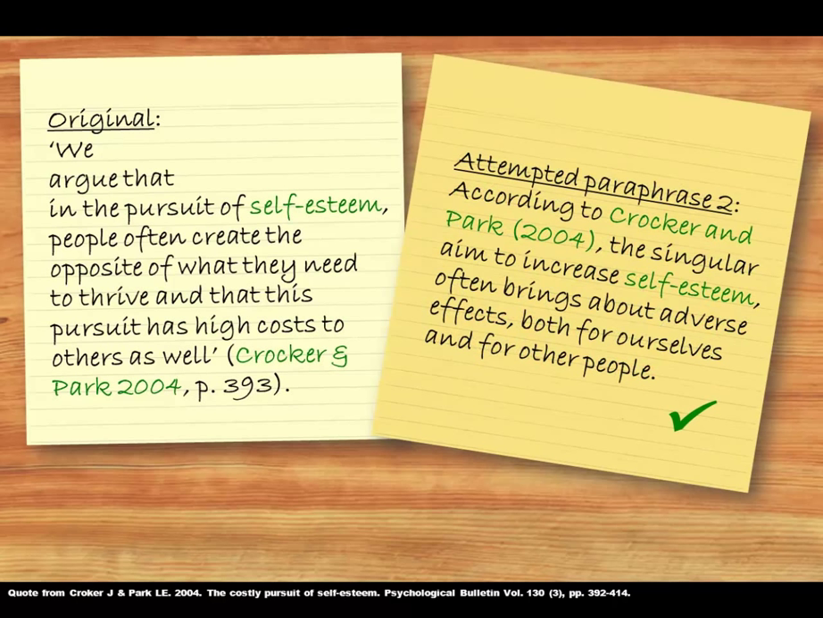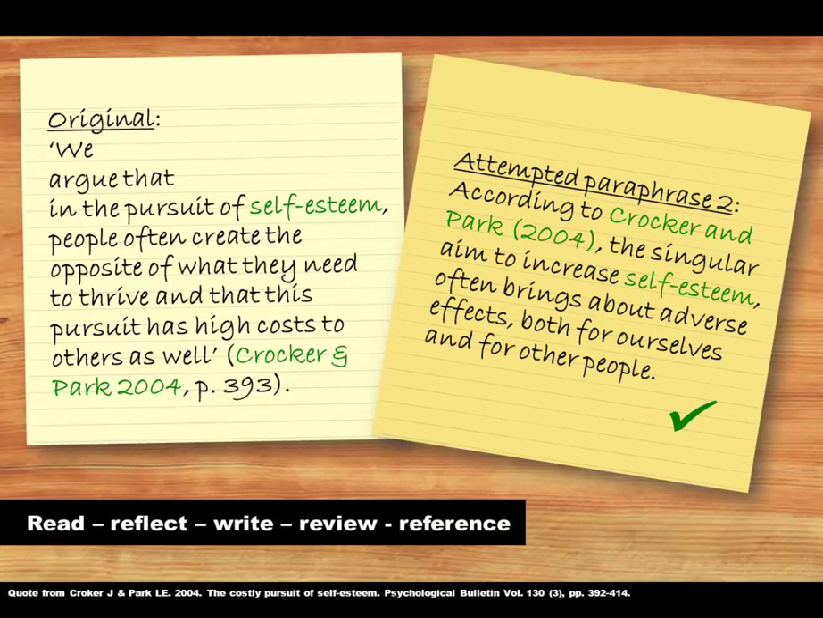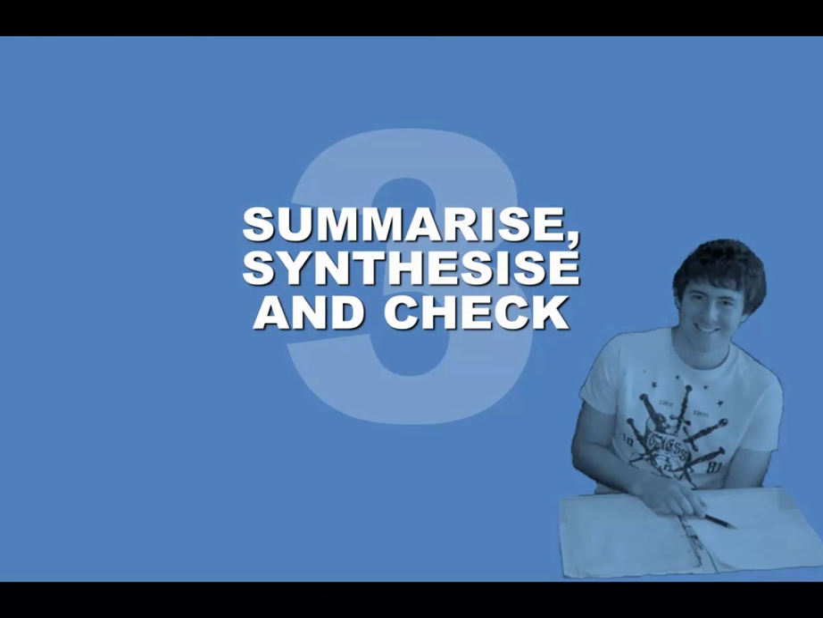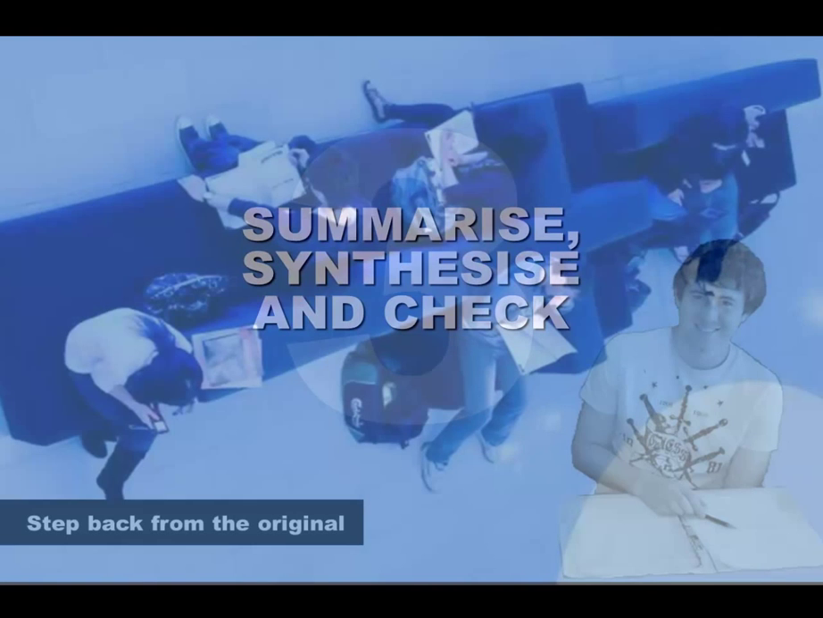information retained. The secret to successful paraphrasing is to read, reflect, write, review, and reference. If you go through this process, you're more likely to come up with a successful paraphrase than if you simply try to change isolated words. Quoting and paraphrasing are useful techniques, but using sources well also means that you know how to summarize, synthesize, and check your work. We'll look at these next.